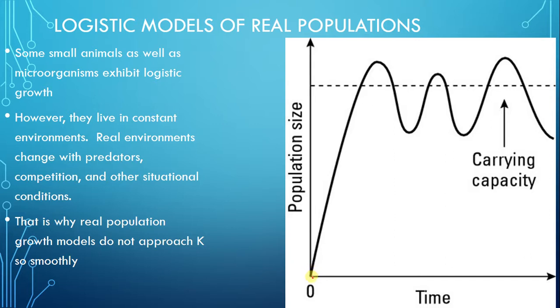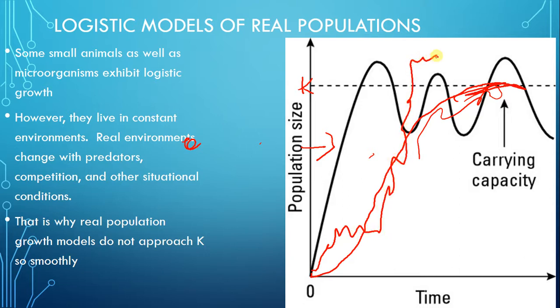It will never look like this perfect S-curve. It will never look like that. All right? Instead, it's going to look more like this. Real populations don't smoothly approach K. They might shoot up, and usually they'll surpass K. And they'll oscillate around K, growing and shrinking, and sometimes they'll even do things like this. They're never going to be a nice S-shaped curve.